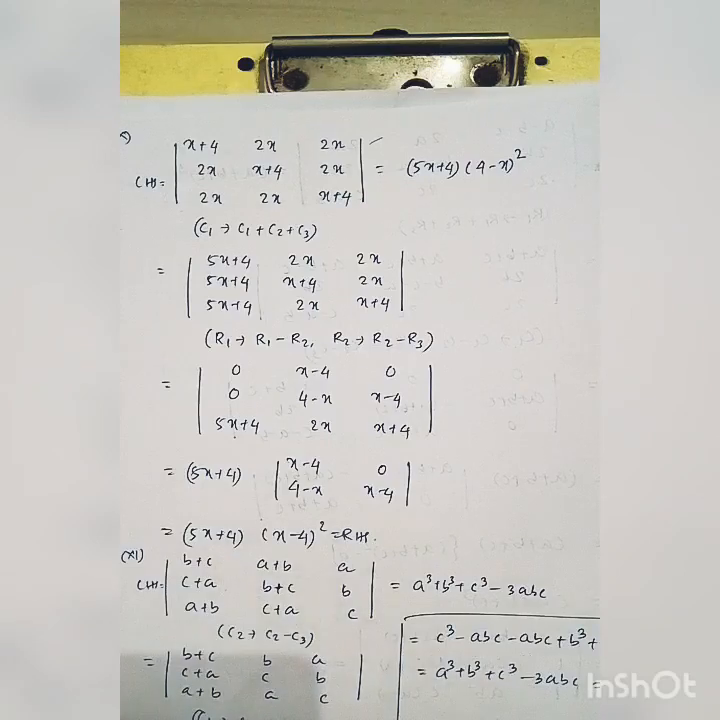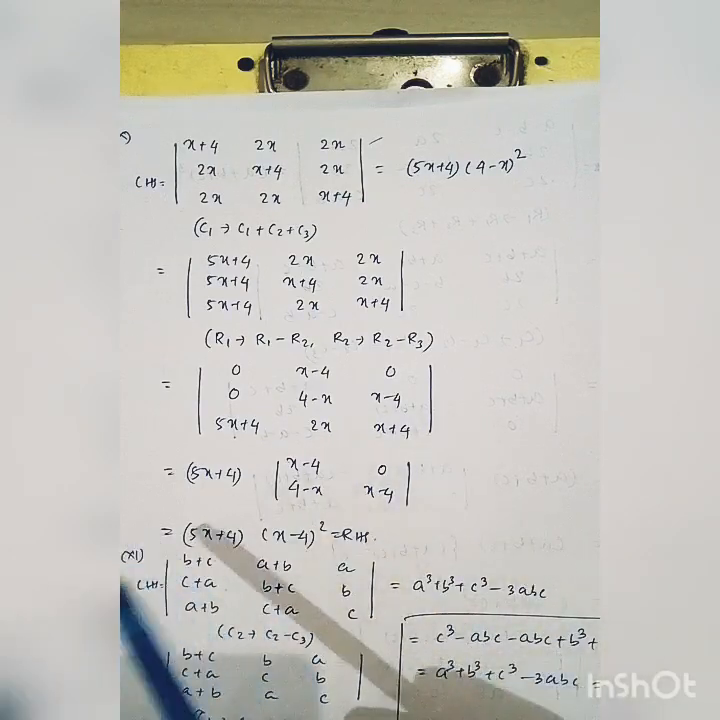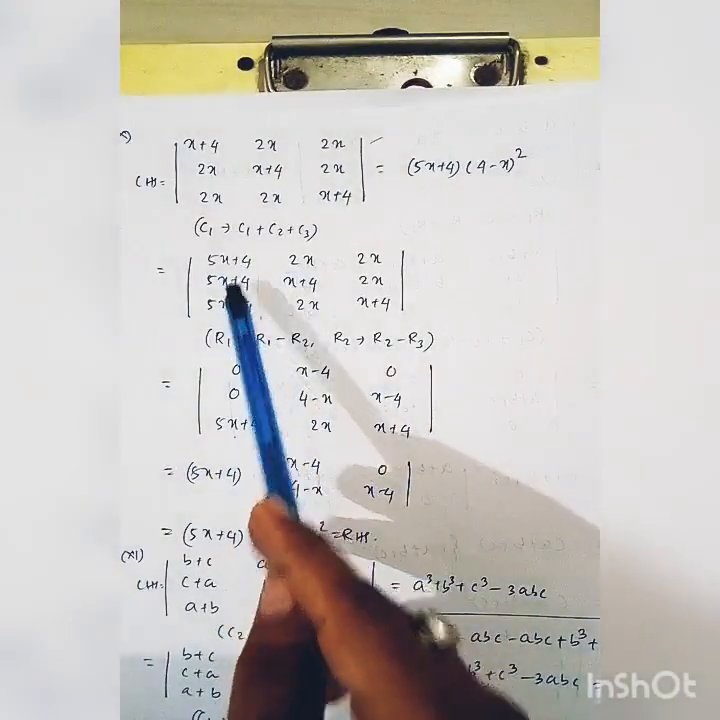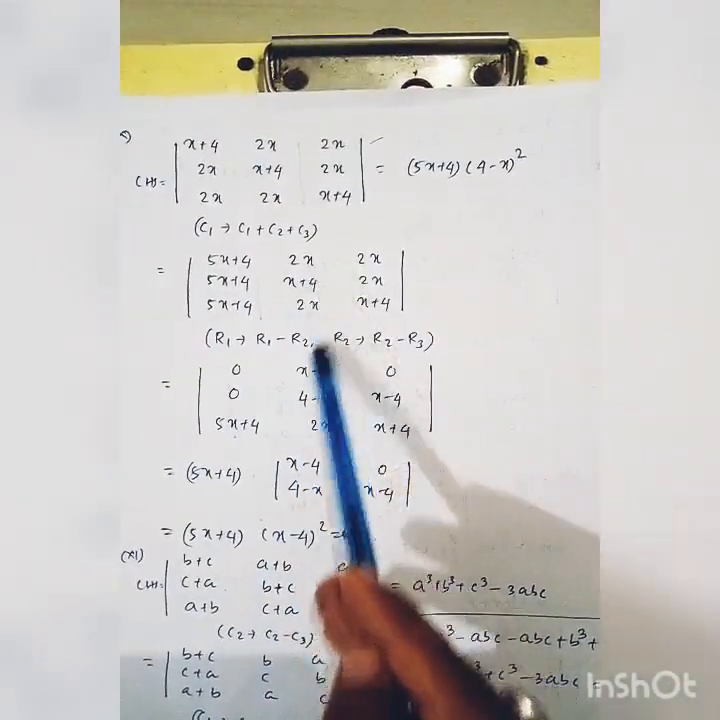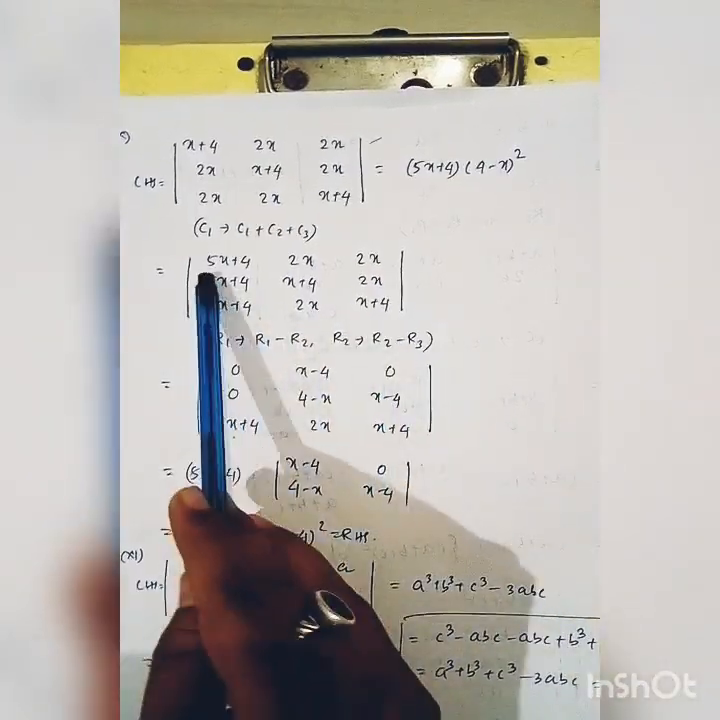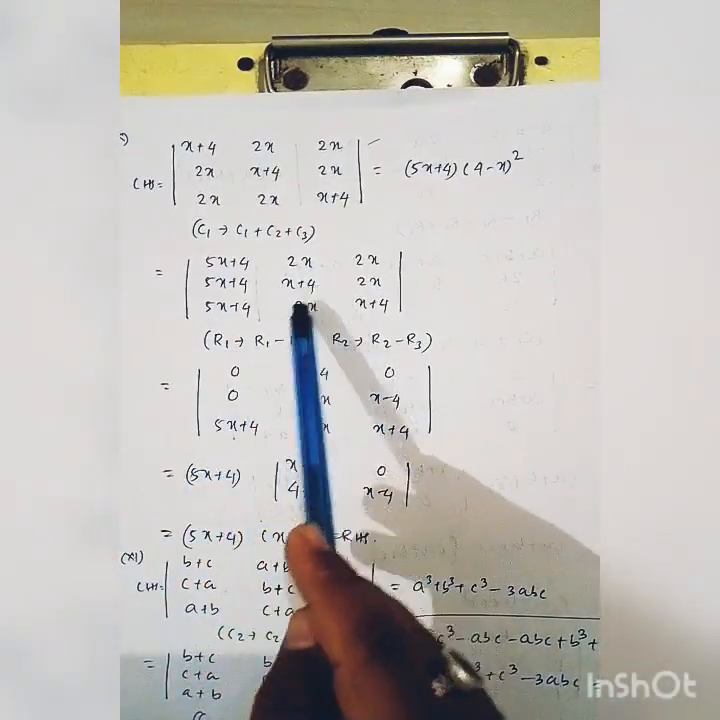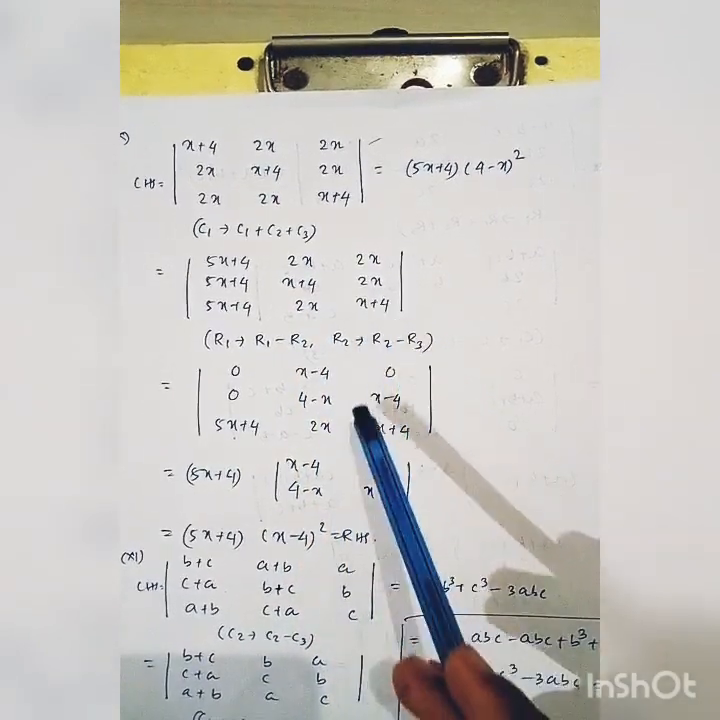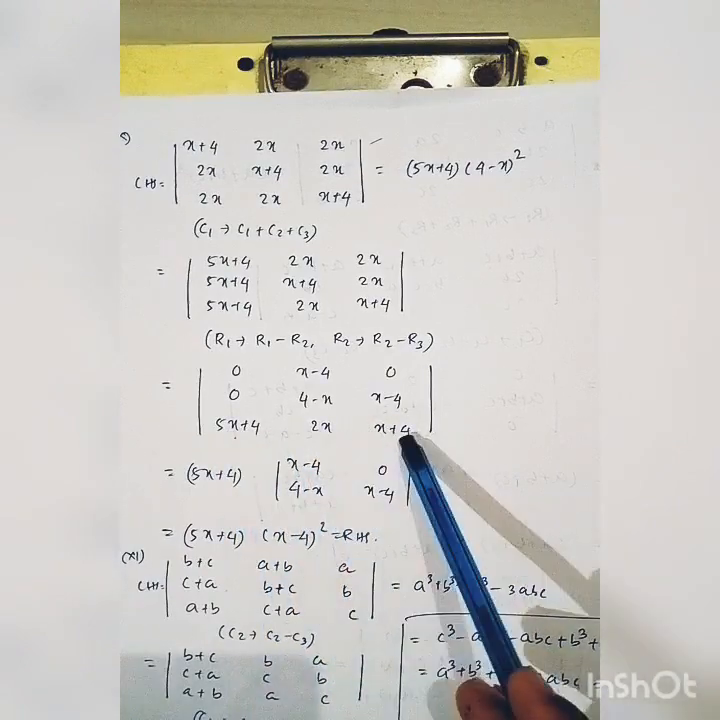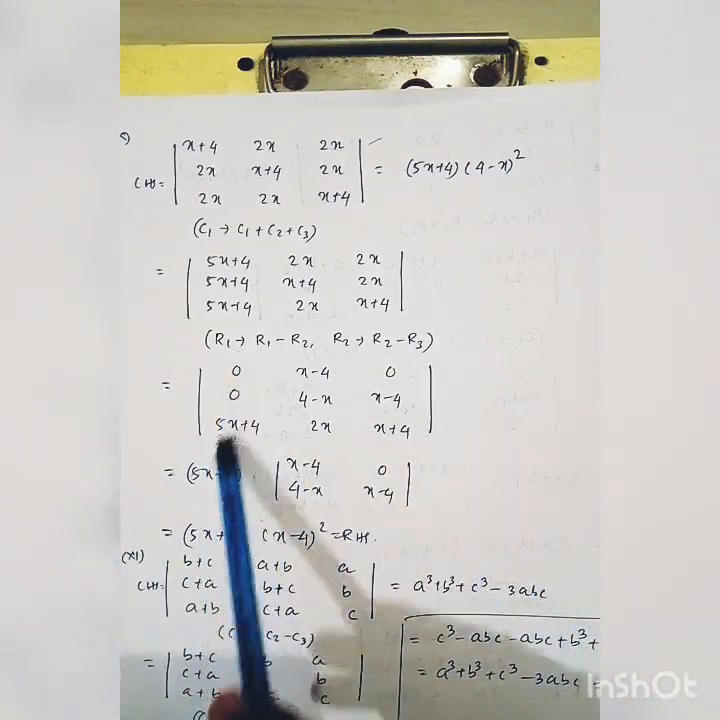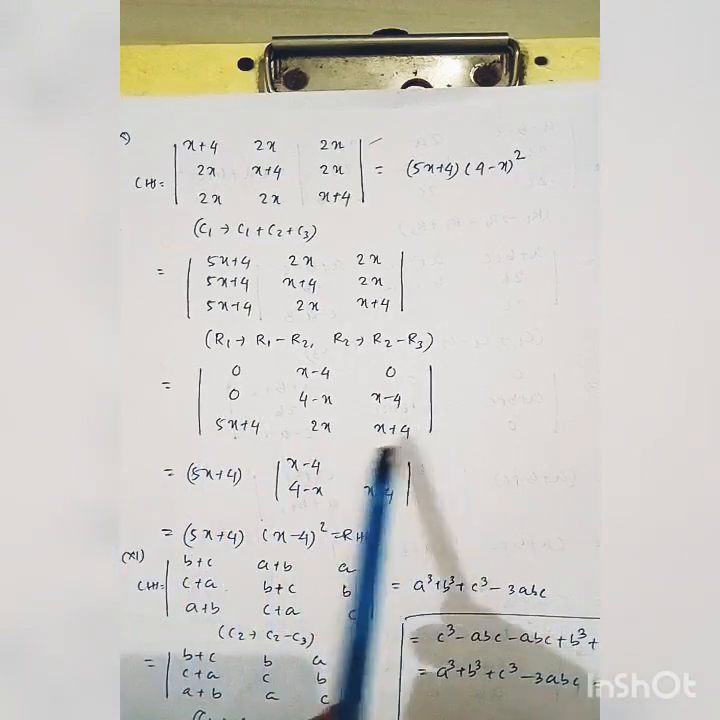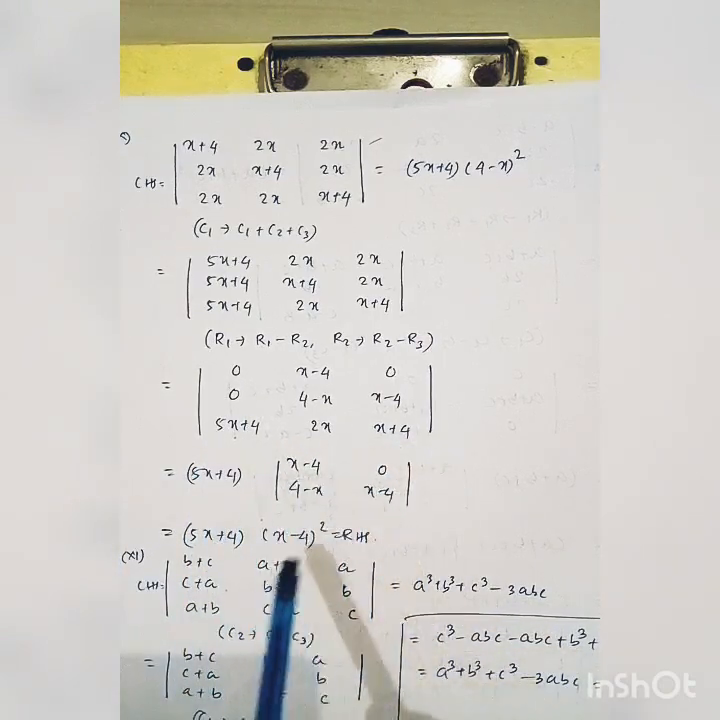As every element of column 1 is identical, reduce any two elements to 0 using the property R1 minus R2, R2 minus R3, that is R1 minus R2 0, 2x minus x minus 4, that is x minus 4, 2x minus 2x 0. Again row 2 minus row 3 is 0, x plus 4 minus 2x, that is 4 minus x. Again 2x minus x minus 4, that is x minus 4. Again row 3 is constant. Again by expanding along column 1, deleting first column and third row, we get 5x plus 4 into determinant of this. Again by solving this, we get this.